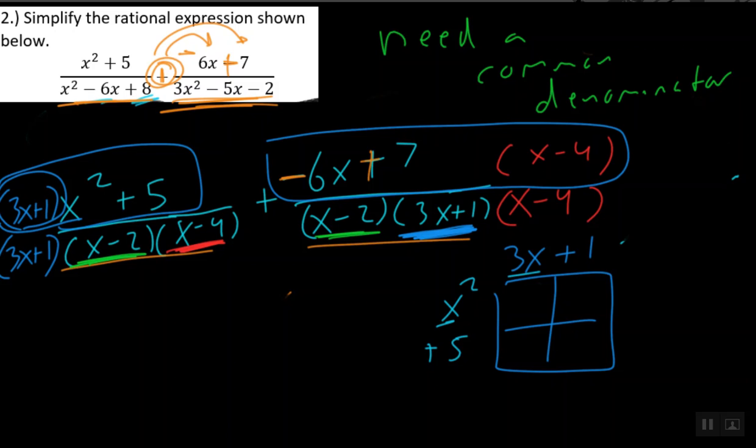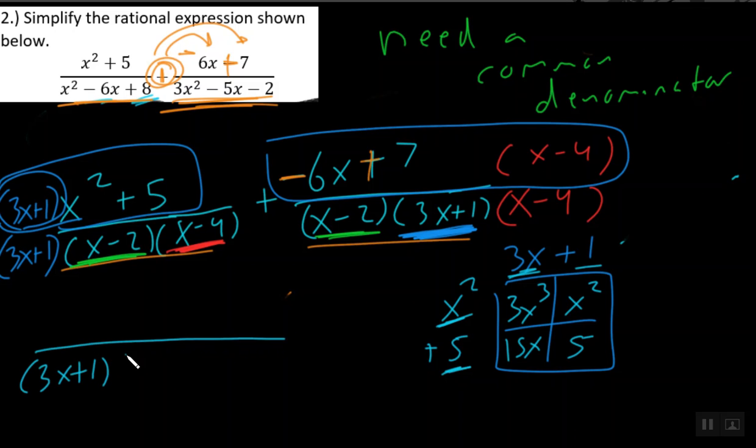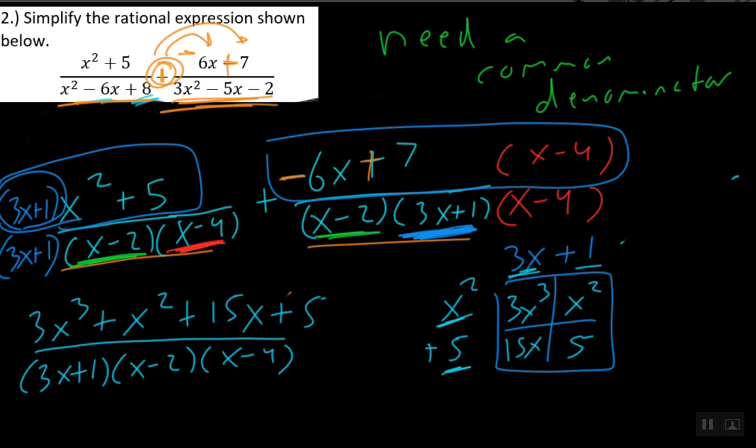And let's multiply these things. X squared times 3x is 3x cubed. X squared times 1 is x squared. 5 times 3x is 15x. And 5 times 1 is 5. That means that in my first fraction, before I can multiply anything, I have 3x plus 1, x minus 2, x minus 4, and in the numerator, I have this 3x cubed plus x squared plus 15x plus 5.